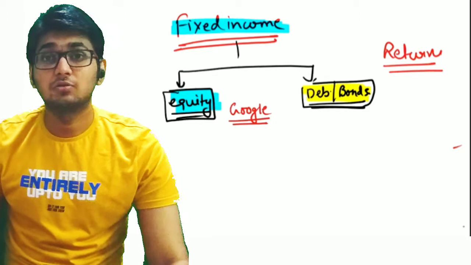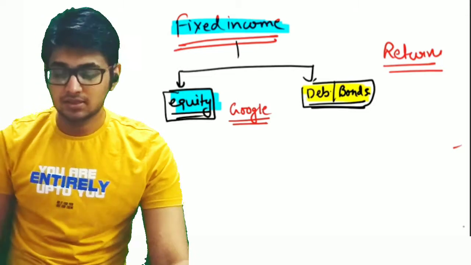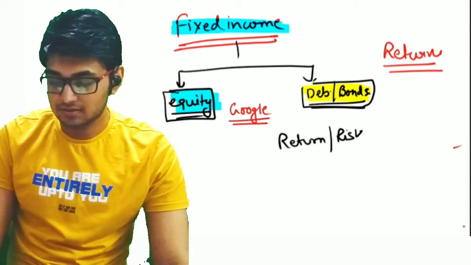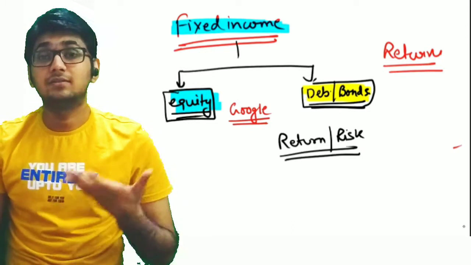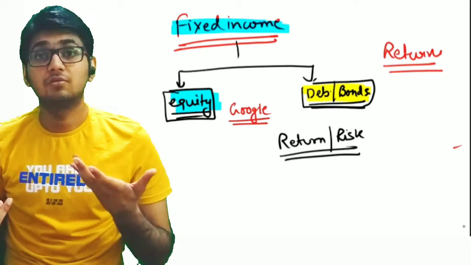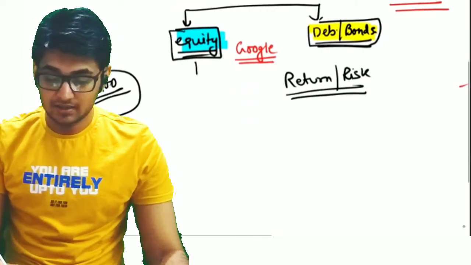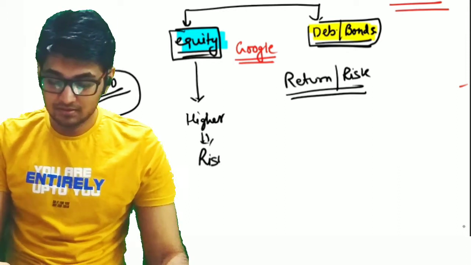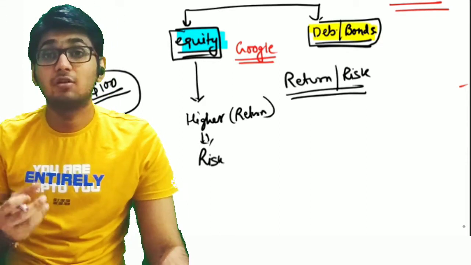Now you will ask me a rational question: sir, we always want a higher return, so why would we go for the lower return? See, whenever you ask for return and risk, they are trading off with each other. If you are demanding a higher amount of return, the risk is also higher. This means equity is giving you higher return, but that return is coming at the stake of higher risk.